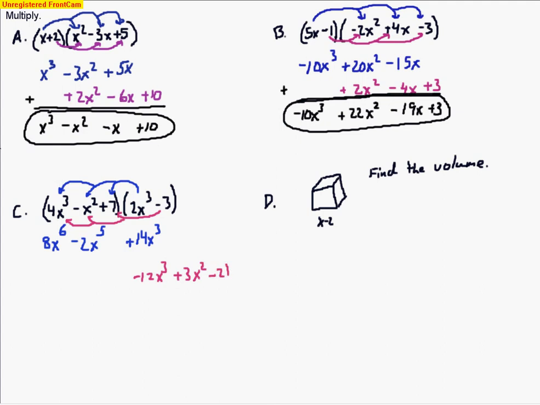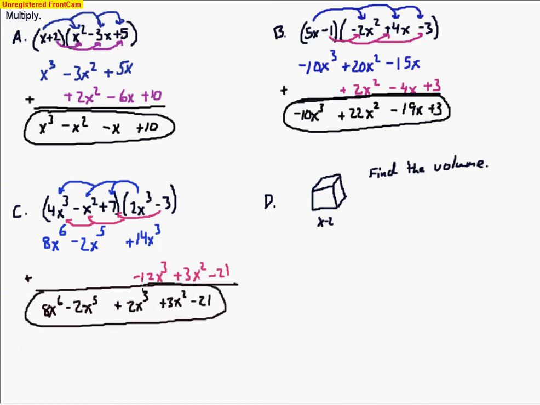And then from there we can add it all up. Now notice there's only one term to combine. The nice thing about this method is it puts it in descending order. The terms are lined up that you're going to combine, and then you're done once you add it up. So 8x to the 6th minus 2x to the 5th, and then a plus 2x to the 3rd plus 3x squared minus 21. Long answer, but there it is.